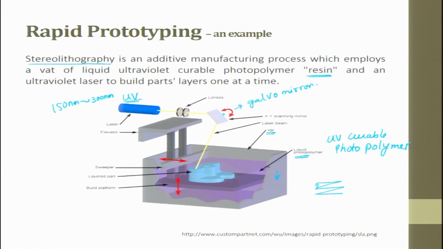Okay. So, here is a sweeper. What happens is once the vat sinks down by a layer, in order to maintain uniform thickness, excess resin is removed by using this sweeper. This is the part which is already made because of UV curing, and this is the platform on which the part is getting built.